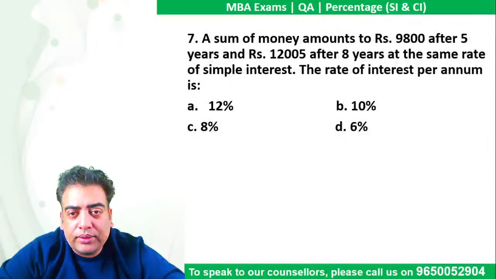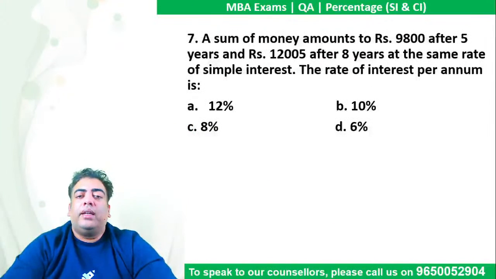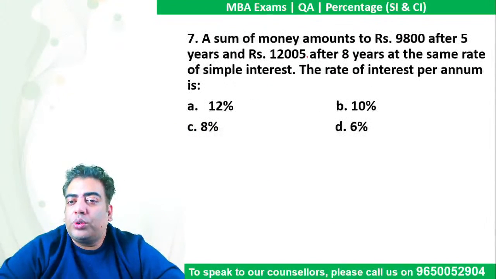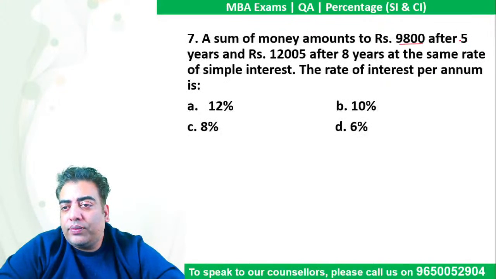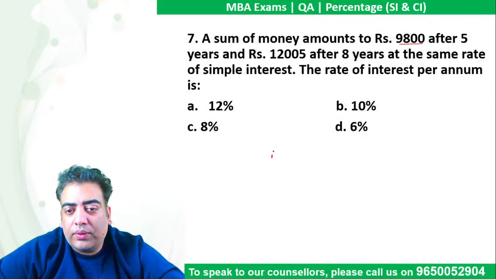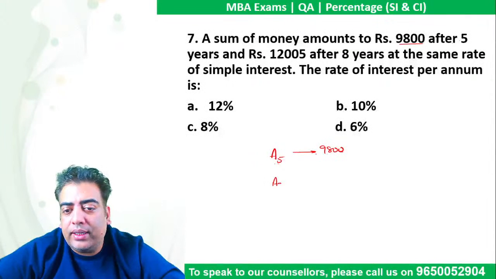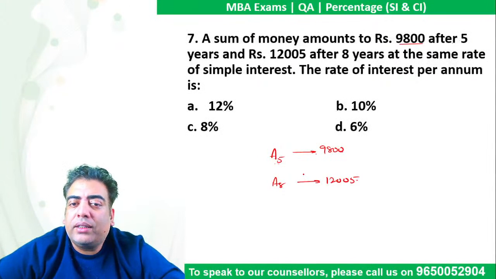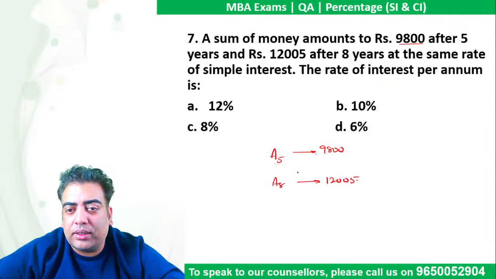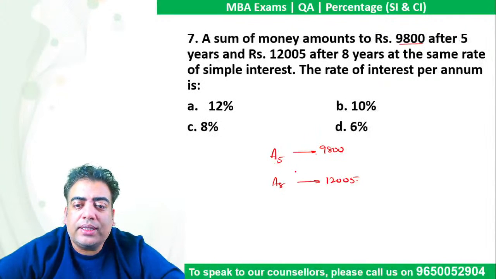Okay, so let's move on. Here it says a sum of money amounts to 9,800 after 5 years. So after 5 years, we are given that the amount is 9,800. So I am writing 5 here for reference. And 12,005 after 8 years, at the same rate of simple interest. The rate of interest per annum is.